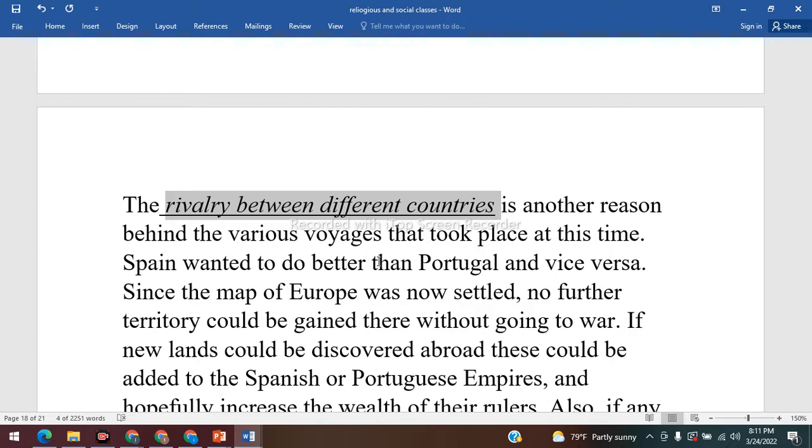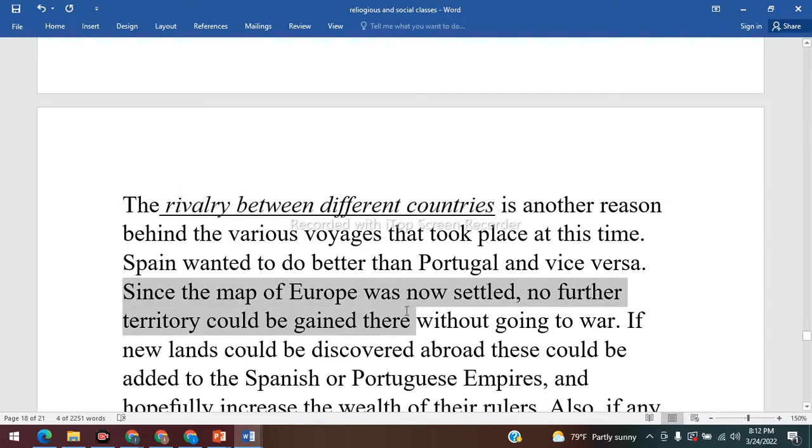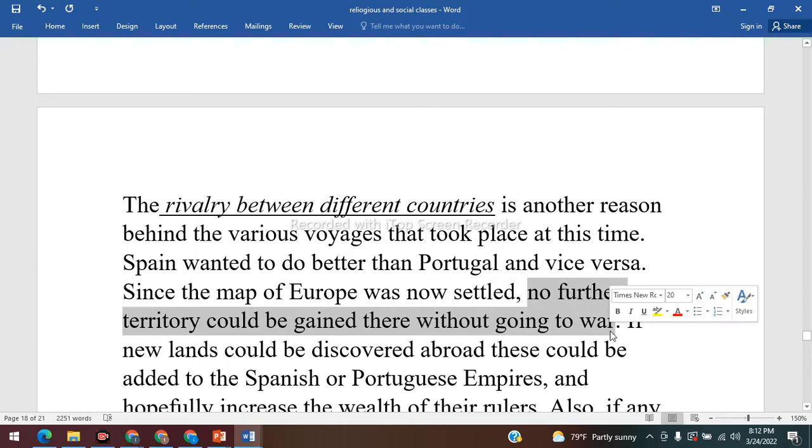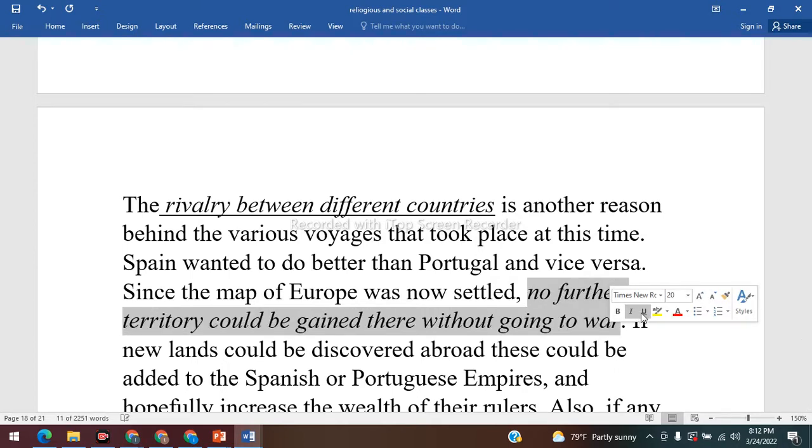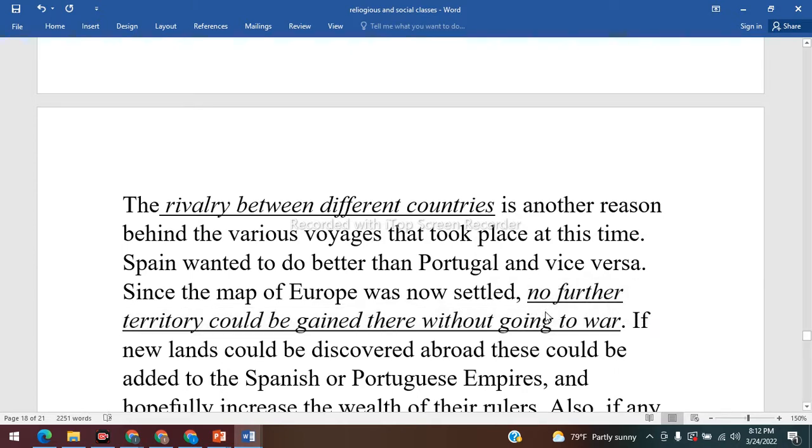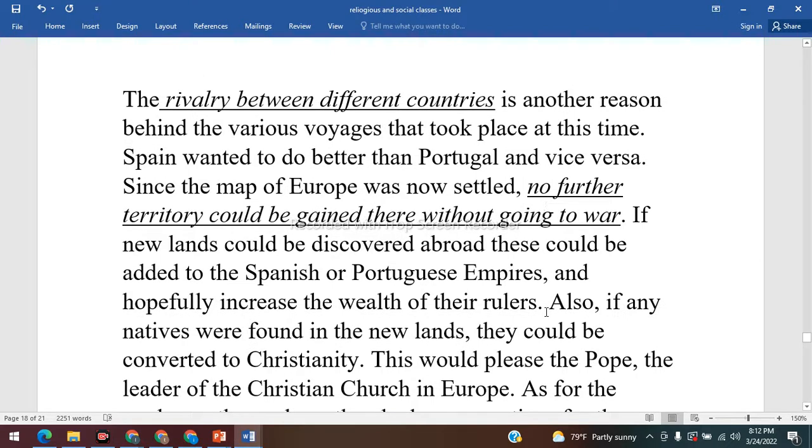So like we said, the note said, since the map of Europe was now settled, no further territory could be gained there without going to war. All right. And so the map was already settled. They already know what is theirs and what is not theirs in Europe. And so if they wanted that land, they had to go to war to fight for that land. So they said, you know what? Nope, let's do something else. But the something else that they decided to do was to look for new land, right?